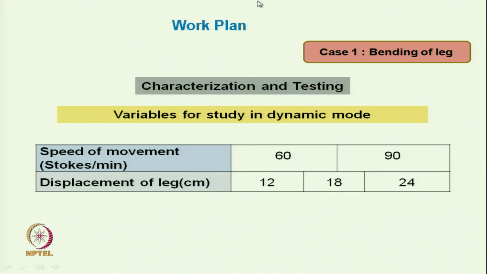Now, in the work plan, the study we have carried out is the effect of bending of the leg. The variables we have used here are stroke movement, that is strokes per minute: suppose he is moving at slow speed, it is 60 strokes per minute, and to simulate high speed it is 90 strokes per minute, and the displacement of the leg is 12 centimeter, 18 centimeter and 24 centimeter. These are the two variables we have used here.